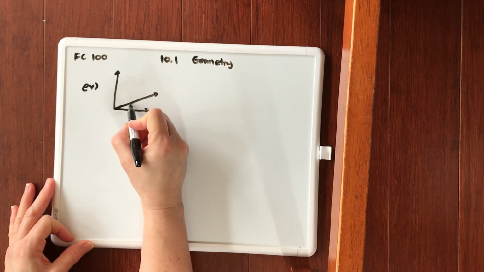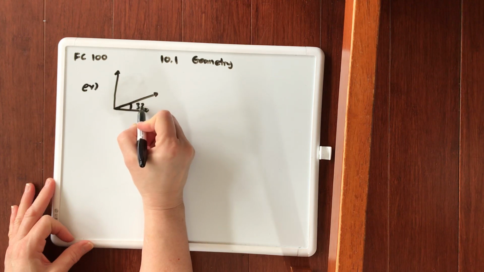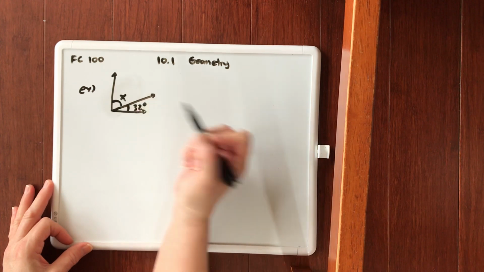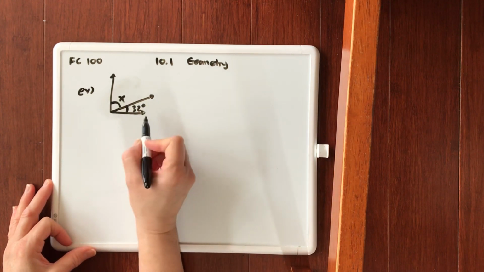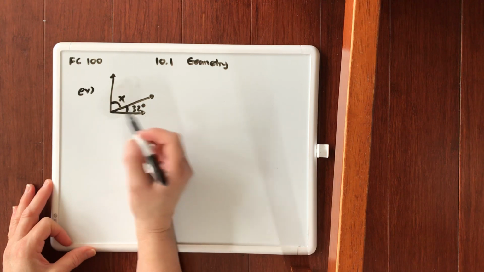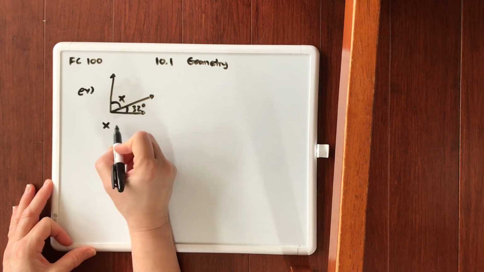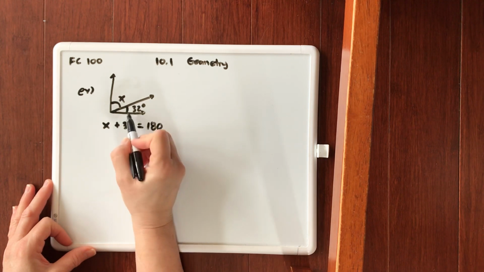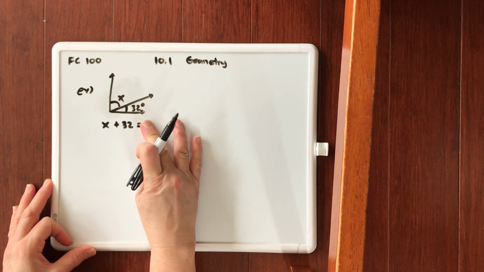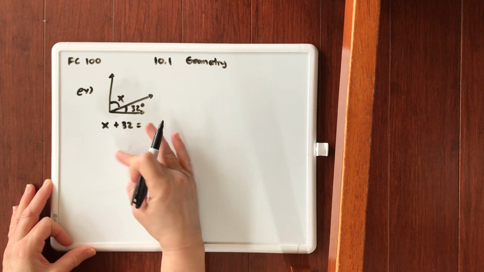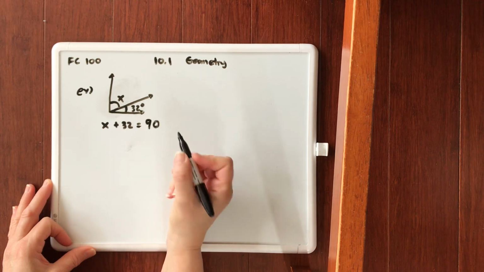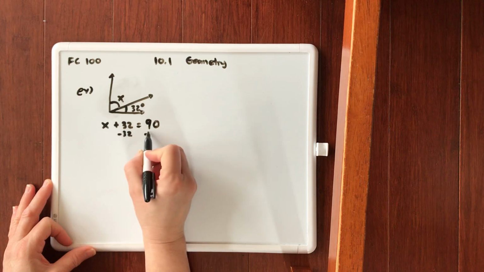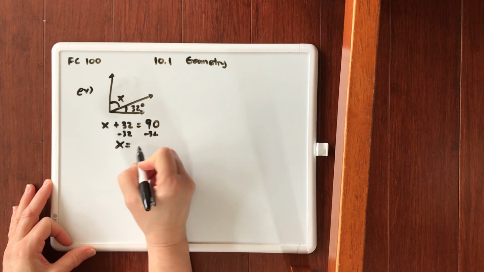So I'm going to say that this angle right here is going to be 32 degrees. And we're going to call this angle here x. And then we're to find x. Well, we know that these are complementary angles. So we know x, this angle, plus 32 equals 90 degrees. All right, so we're going to minus 32 from both sides, and we have x equals 58 degrees.